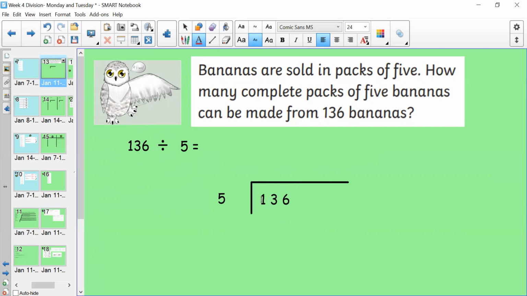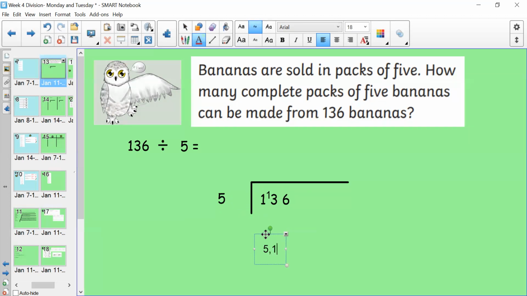Okay, so we start with the hundreds column. So we think, can 5 go into 1? So it can't. So what happens when we've got this? We can leave this blank or we can add a 0, but I'm going to leave it blank. We can basically carry or regroup that 1 into the tens column. So now that new number becomes 13, which is actually 130, but to make it easier, we will say 13.